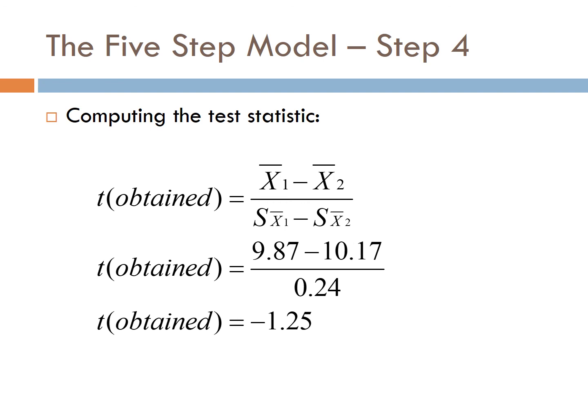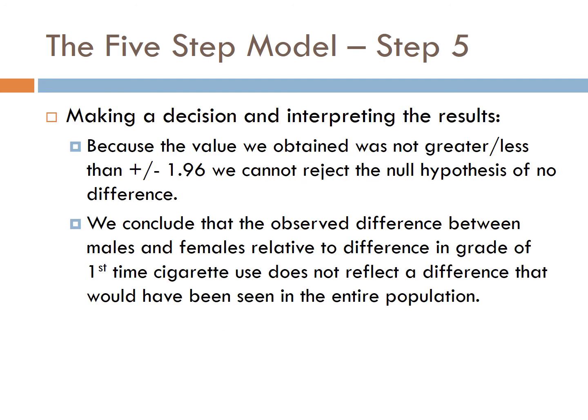So we know that it does not go above 1.96, whether it's positive or negative, and thus is not statistically significant. So we fail to reject the null hypothesis, and we can't find support for our working hypothesis. So we make a decision and interpret the results. Because the value we obtained was not greater than plus or minus 1.96, we cannot reject the null hypothesis of no difference. We conclude that observed differences between males and females relative to difference in grade of first-time cigarette use does not reflect a difference that would have been seen in the entire population.